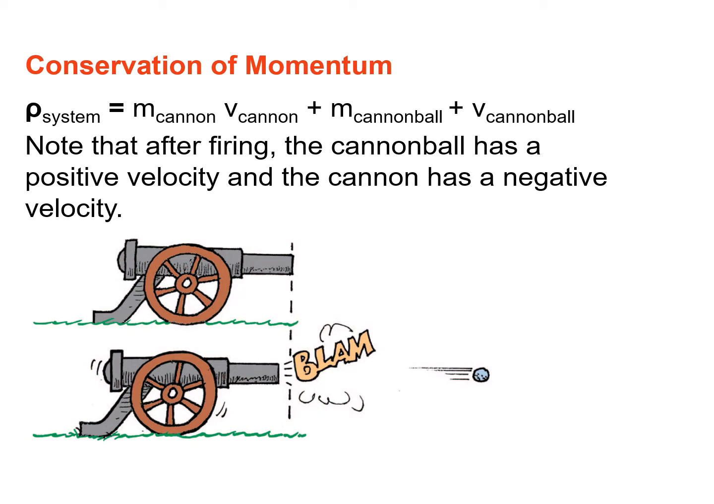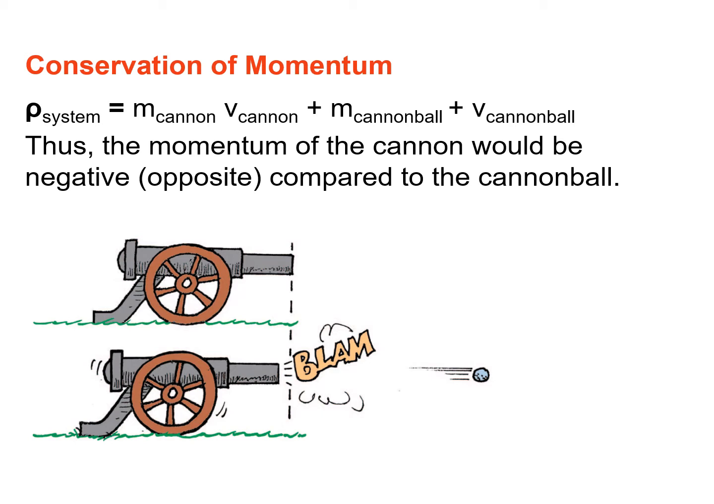Now, since this is a one-dimensional problem, we can designate one direction as positive and the other as negative. Traditionally, we look at going towards the right as positive, and so the cannonball has a positive velocity, whereas the cannon, which has the reaction force acting on it, will move towards the left. That will be a negative velocity. Why does that matter?